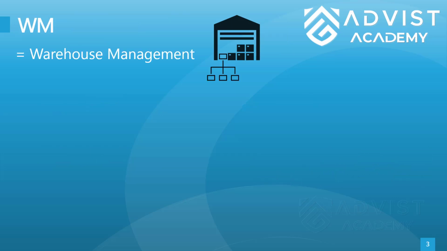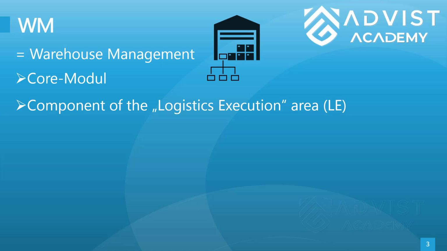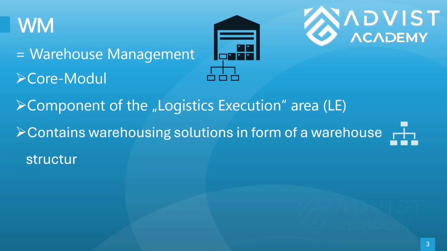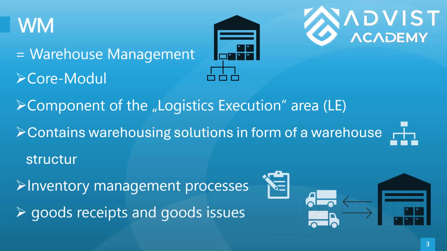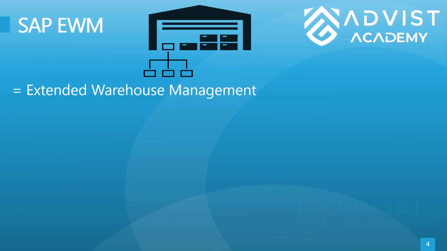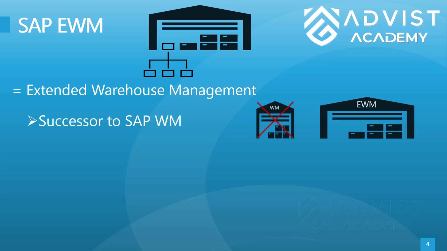WM stands for Warehouse Management. It is a core module and a component of the Logistics Execution Area, also known as LE. It contains warehousing solutions in the form of a warehouse structure, as well as inventory management processes, goods receipts, and goods issues. The successor to SAP WM is SAP EWM, the Extended Warehouse Management.